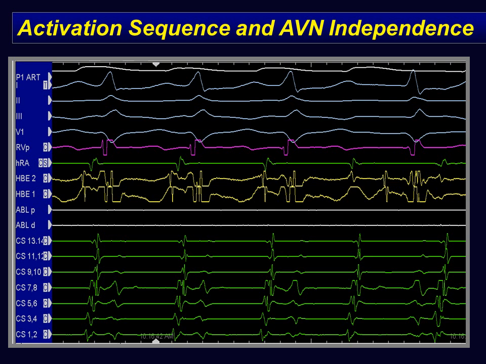An AV node reentry is possible with an infrahisian block, but what you would notice here is the atrial signal and the His are totally disconnected. The tachycardia is not at all dependent on the AV node, because here is the His signal, and the His signal moves, and with the atrial signal there's no correlating AH at all. Even on the conducted beats, you can see that the relationship is constantly changing, which means essentially this is not dependent on the AV node at all, and so this is more likely to be an atrial tachycardia.